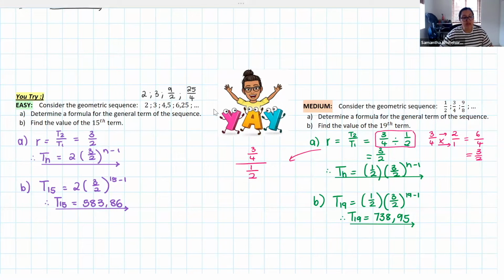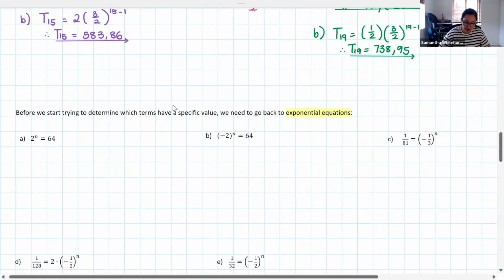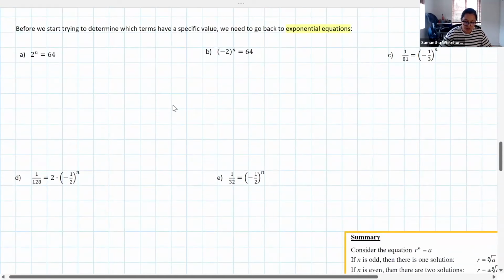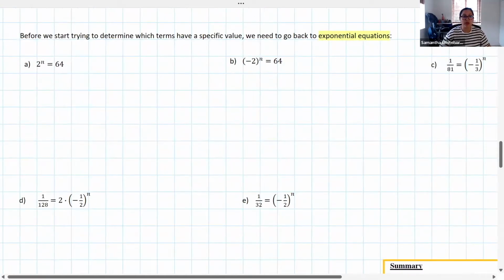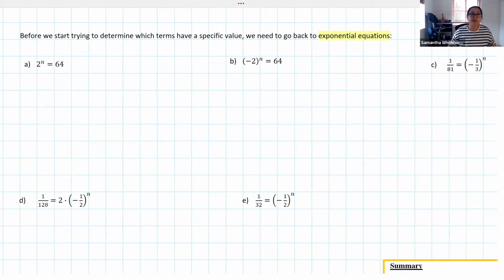is we need to just recap some basic exponential equations. Because when we do start to solve for which term in the sequence or which position a term has, essentially what we're doing is solving an exponential equation. Exponential equations are really easy if you know what you're doing, but can trip us up with some basics that we often forget. So before we jump into those questions, I just want us to recap some exponential equation basics. If you need more practice, go back to your grade 11 notes, go look at past papers, they're all there.